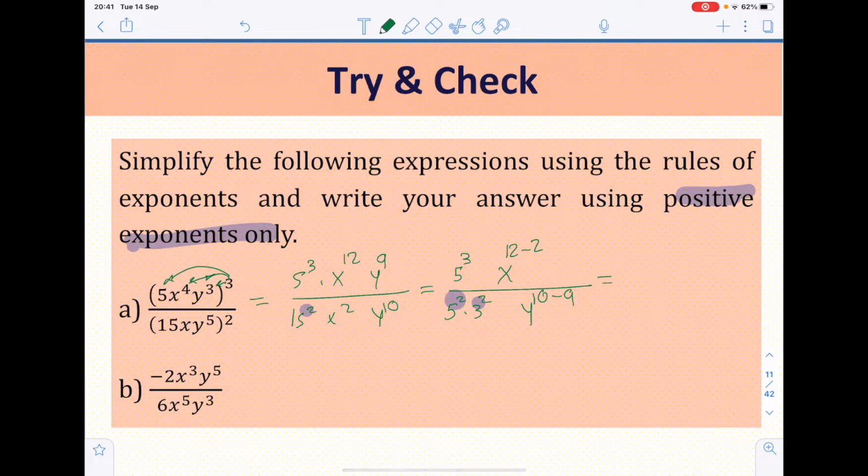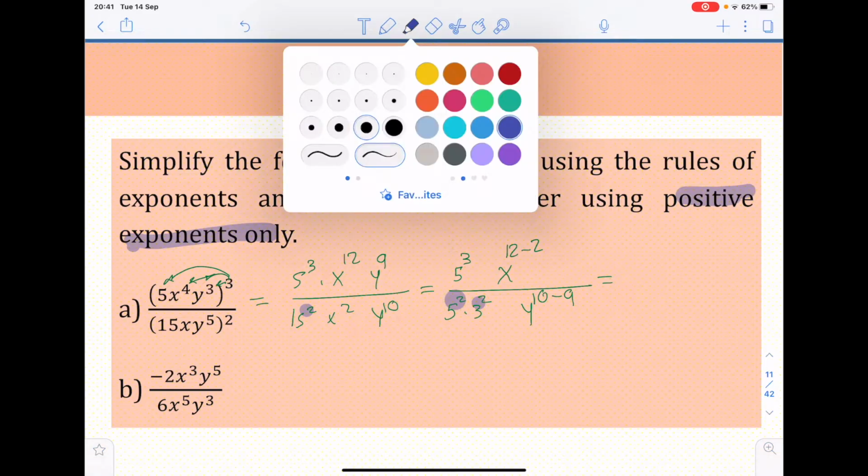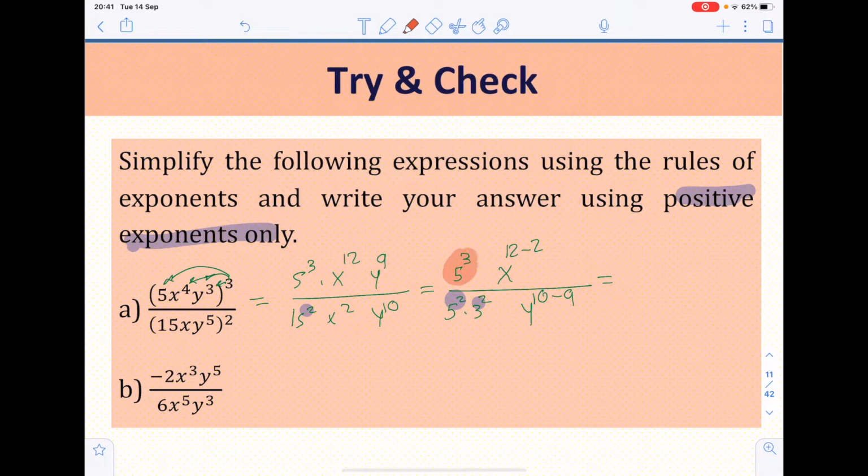Now let's simplify the numbers here. 5 to the power 3, I will simplify with 5 to the power 2. So the answer would be 5 in the numerator. And here x to the power 12 minus 2, 10. And then I have 3 to the power 2, which is 9. Then y to the power 10 minus 9 is 1. Okay?